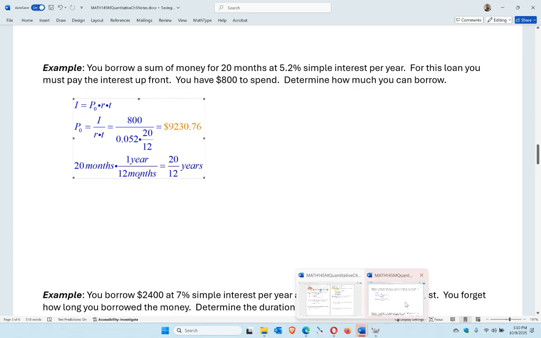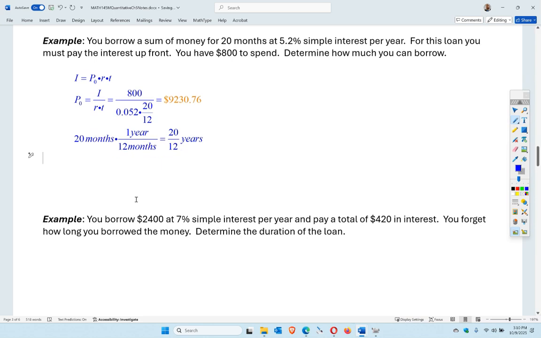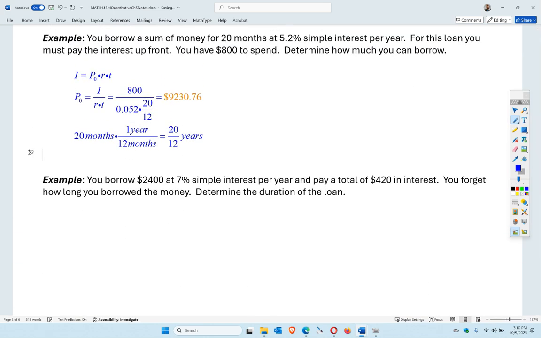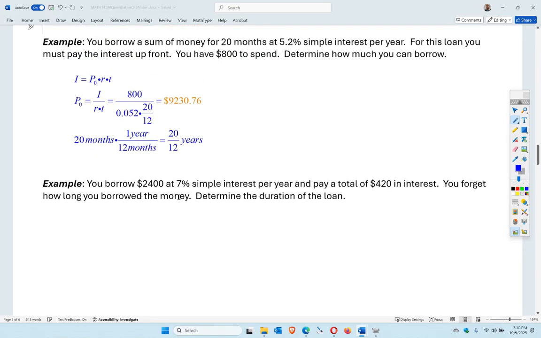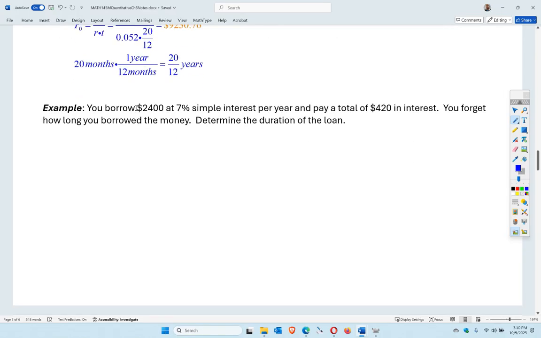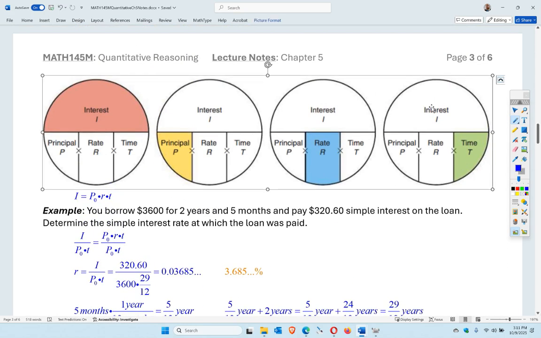Okay. All right, so the next part, you borrow $2,400, it's 7% interest. So that's the principal, that's the interest rate, and this, you paid per year is a total of $420 in interest, right? So you don't know the time period. How long did you borrow the money for, right? The duration of the loan, right? So let's go up to here. What don't we know? The time period. There's a time period, this one right here, right? Which means it's interest over principal times rate equals time, correct?